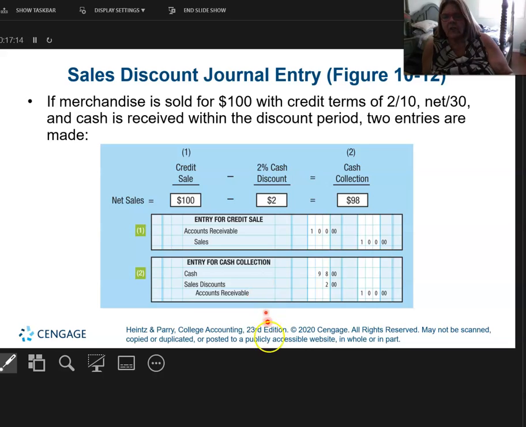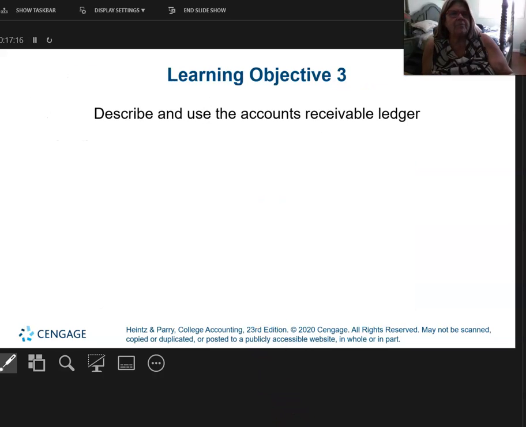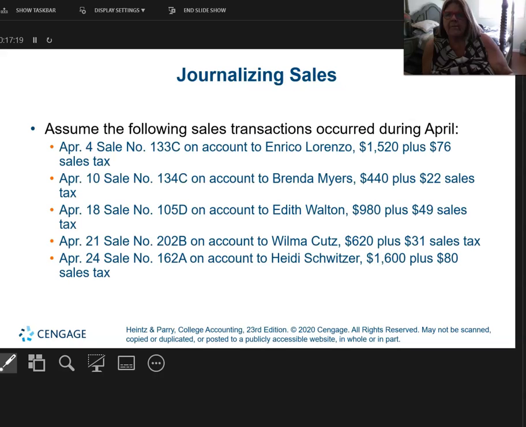So next, let's take a look at the accounts receivable ledger. Okay, and here are some journal entries, and we're going to look at these journal entries. April 4th, my sale on account. On account means accounts receivable. To this customer, $15.20 plus $76 sales tax. This is to Brenda, $4.40 plus $22 sales tax. $9.80 plus sales tax, $6.20 plus sales tax, and $1,600 plus sales tax.